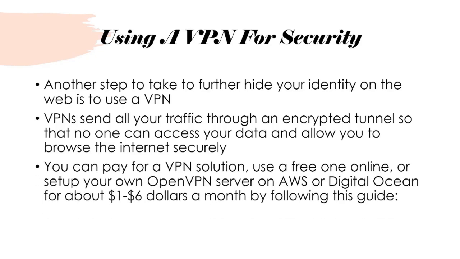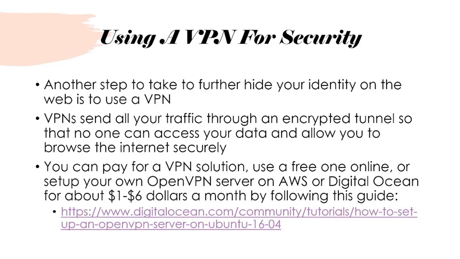So you can pay for a VPN solution, use a free one online, or set up your own OpenVPN server on like an AWS or DigitalOcean private server for about $1 to $6 a month. And there's a guide right here that you guys can follow that I've used before, and I'll do a video on this soon as well, because I did run into some troubles and some things didn't work, and I had to figure that out. So there will be a video on that soon.